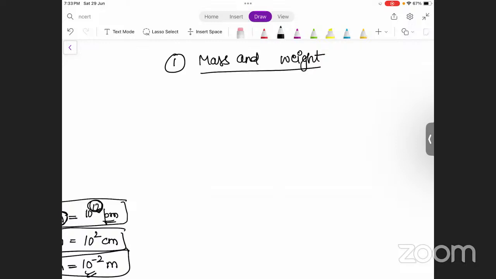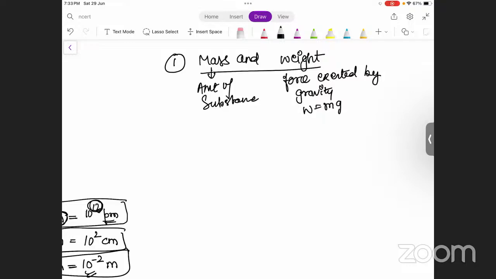So mass is basically the amount of substance. It is the amount of substance. Whereas weight is the force exerted by gravity. Force exerted by gravity. And here your weight will be equal to mass into gravity.